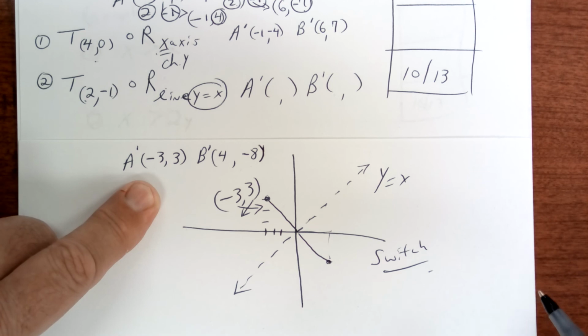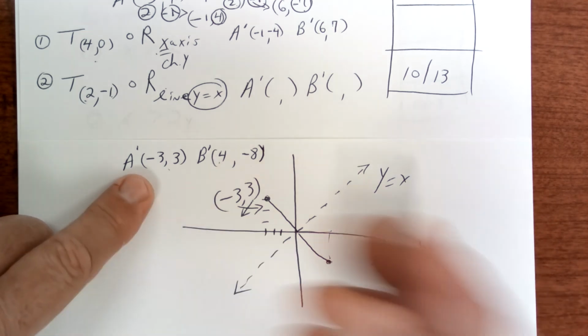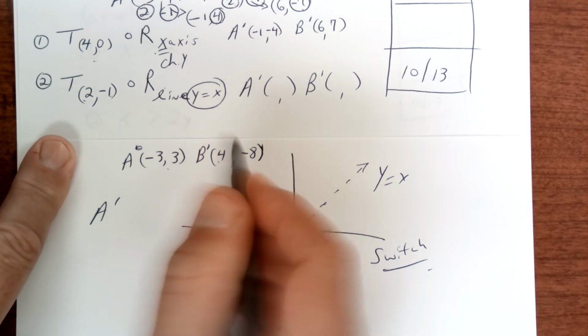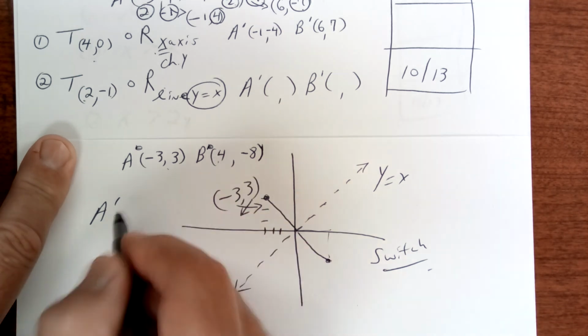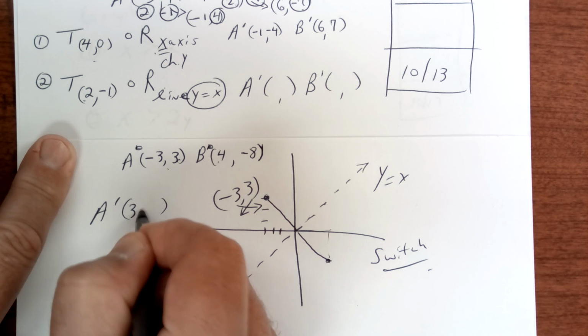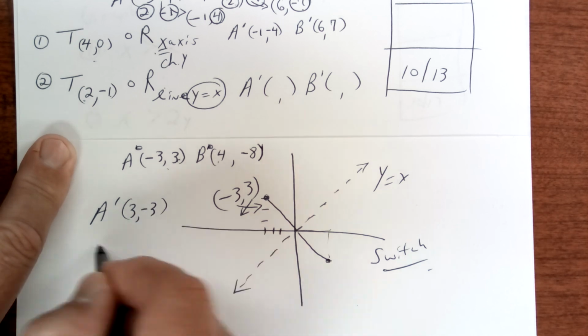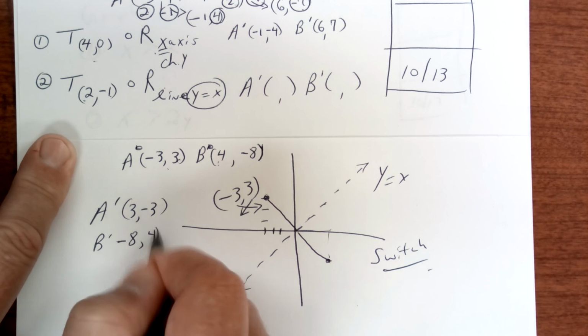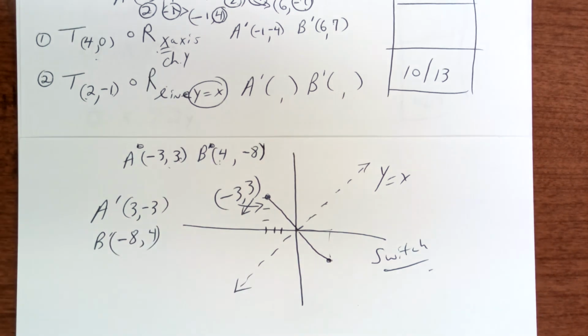So I'm going to switch these points, and my answer, A prime and B prime, when you switch them, you're going to get 3 and -3, and then when you switch the other one, B prime, you're going to get -8 and 4. Make sure you understand that even if you don't know the rule, you can graph it and figure it out. Okay, that's pretty much that.